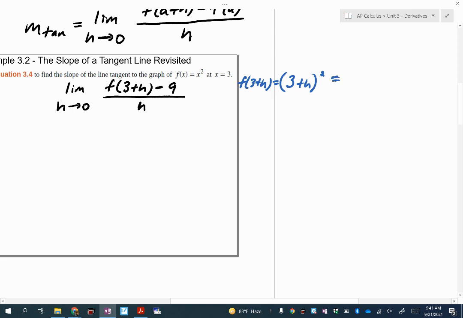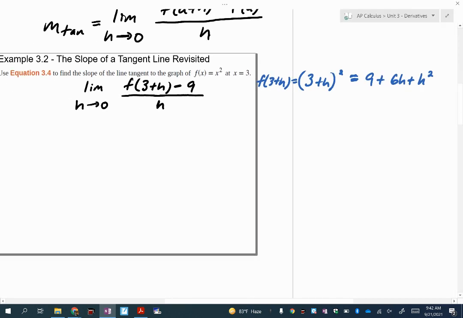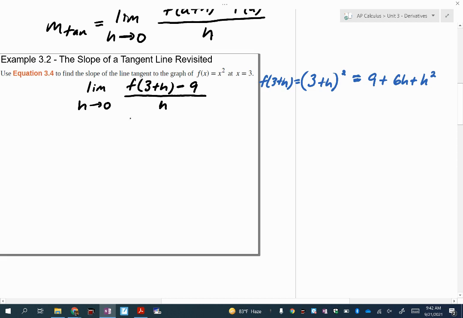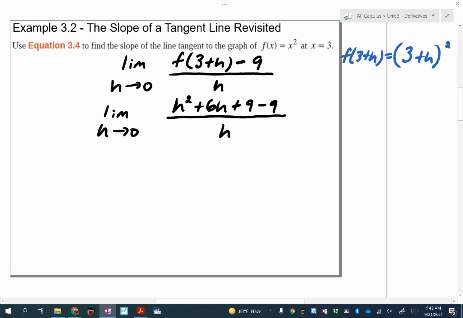And then if you remember how to expand that binomial, do the first term squared, plus you do 3 times h and then double it, so 6h, plus h squared. So that's going to replace f of 3 plus h. So that becomes h squared plus 6h plus 9 minus 9 over h. Just make sure you don't forget to bring down that minus 9, right? Okay, so now the 9s are going to cross out.